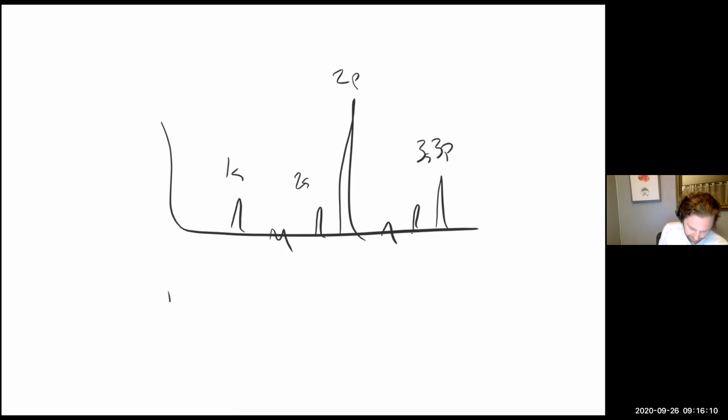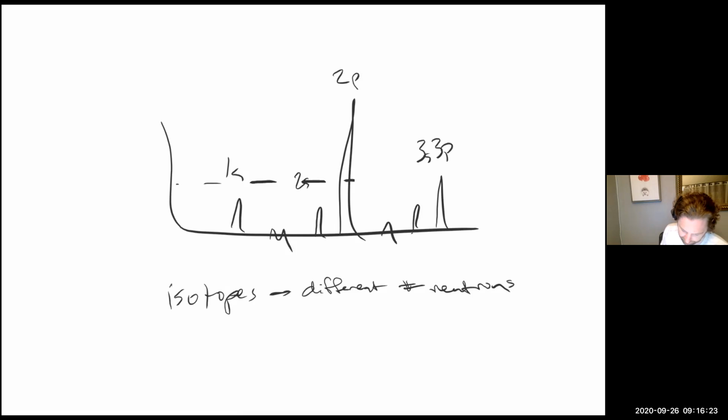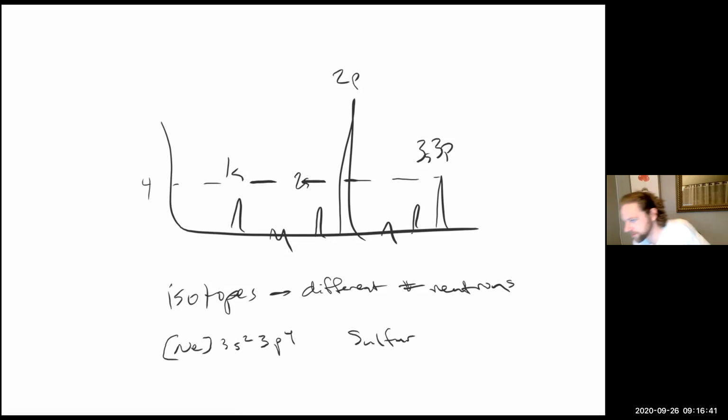Well, the only difference between isotopes is a different number of neutrons, which is going to affect the mass number. So assuming that this right here has a value of 4, this would be neon 3s2 3p4. And we can look at this element and figure out what element this is. This could be sulfur. So what are some possible isotopes of sulfur?